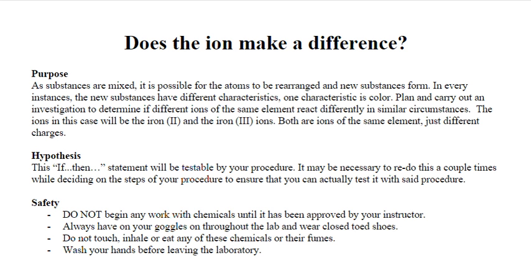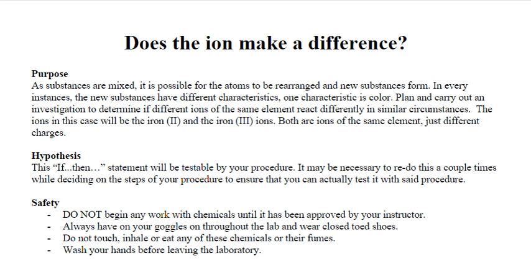So you're probably wondering, what does that mean? How can there be different ions of the same element? Well, remember, for the non-main group elements, such as transition metals, they have the ability to form multiple ions. The ions we're going to look at are the iron 2 ion and the iron 3 ion. Iron 2 means an iron 2 plus ion, and iron 3 means an iron 3 plus ion. Both are ions of iron, the same element, however they have different charges. And you're going to determine through a series of reactions whether or not the charge of a transition metal is going to matter.